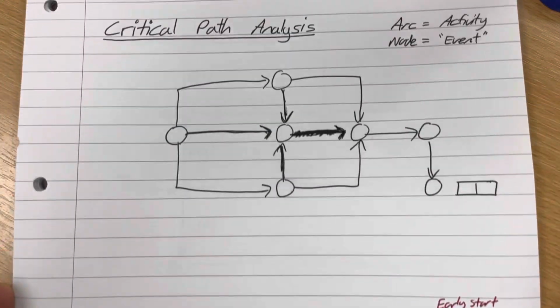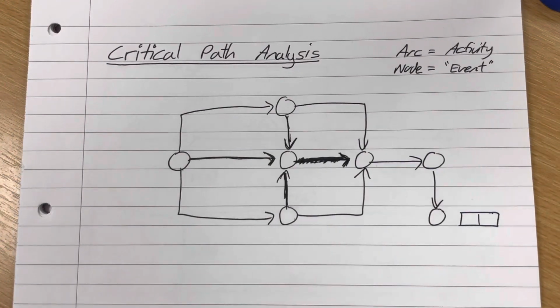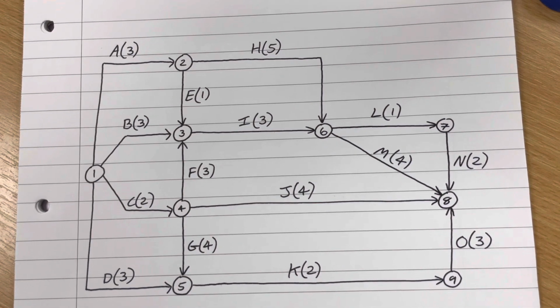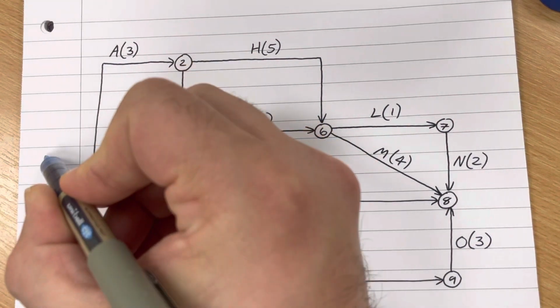Okay, I've got one more example before I finish up this video. So here we have another network. Okay, a little bit of a bigger network here. And I'm going to perform CPA on this so you can see how it's done in a second example. If you want to pause the video and have a go yourself, then do that now, and then play it again to get the answer.